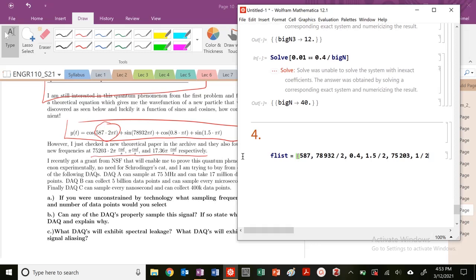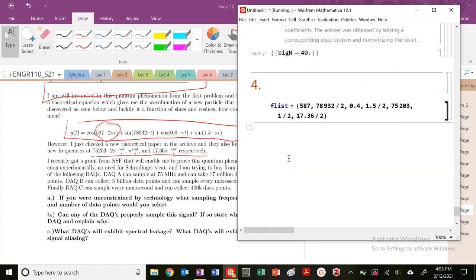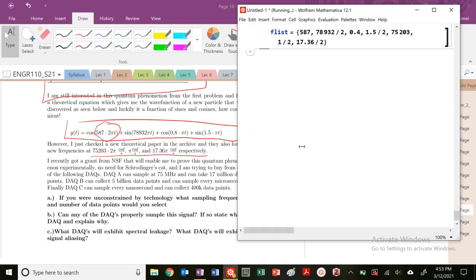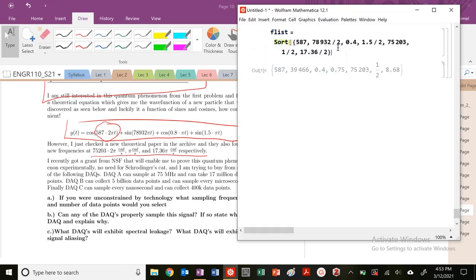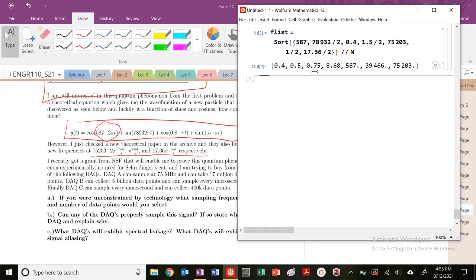And then I have 17.36 divided by 2. So, oops, let me go ahead and do this. 1 divided by, 1/2. 17.36 divided by 2. So let's go ahead and look at these values numerically. It's going to take a little while. And actually, what I'm going to do is also sort these as well. So I'm going to sort these by lowest to highest, and I want to look at these numerically. So these are my lowest frequencies and my highest frequencies.